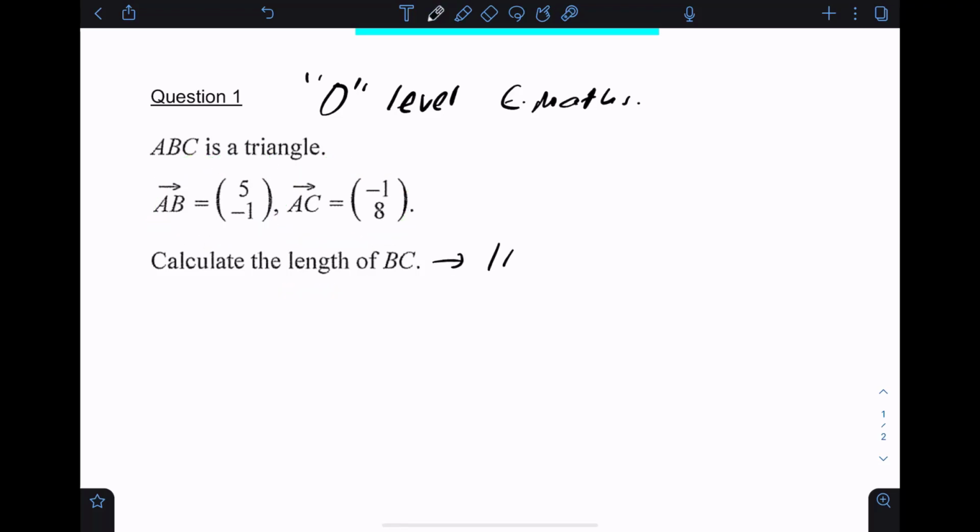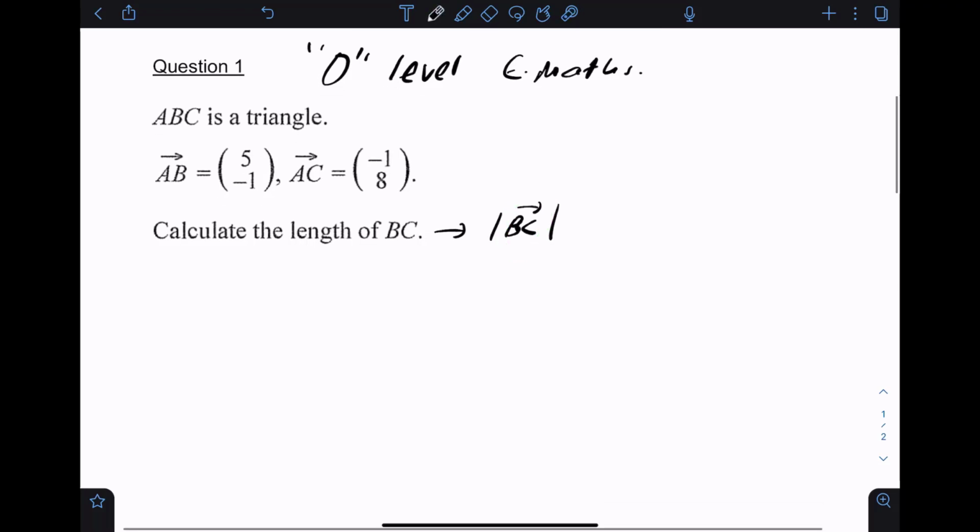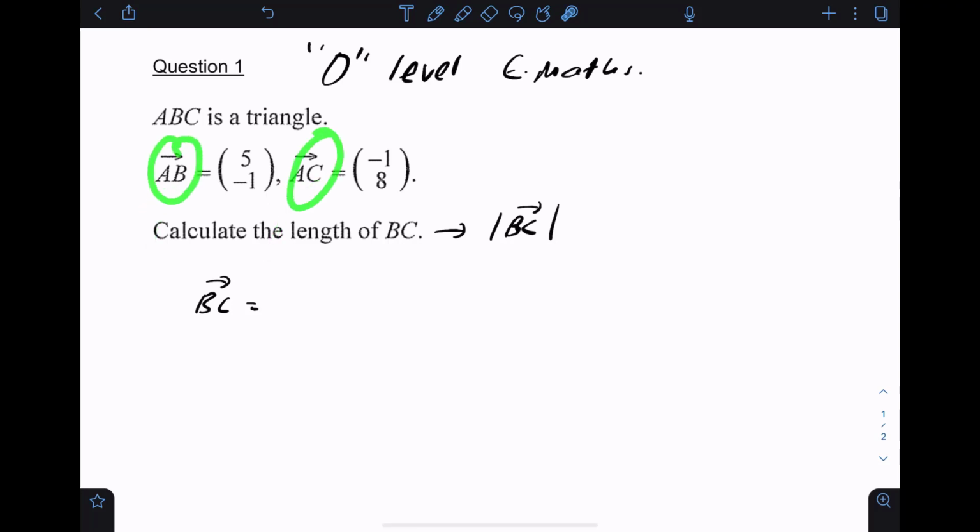This one here, what they want is actually the magnitude of BC, like this. Okay, this is exactly what they want, which means that we need to find this vector BC. Alright, let's try and apply our vector skills to get BC. Now, between B and C, the common point is A. So we can use these two vectors to help us out. We first split the BC into BA plus AC.